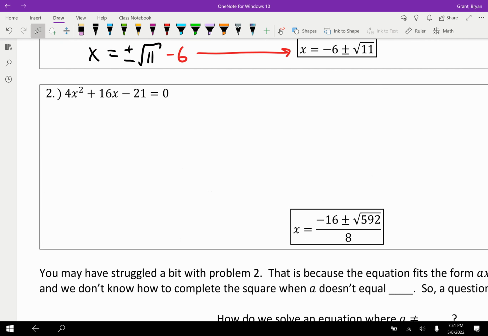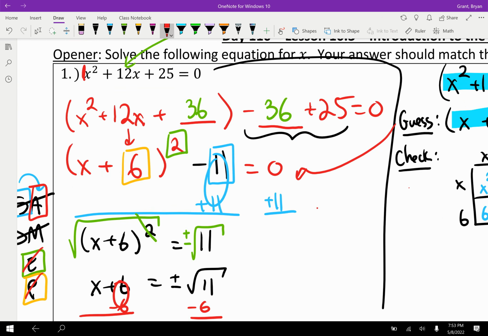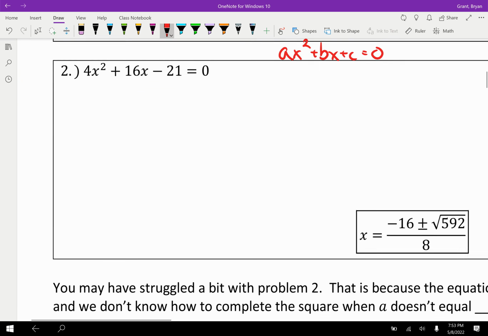All right, hopefully you discussed this with a partner and you figured out there's a couple things weird. The first weird thing might be that there is a 4 out front, right? We discussed in the past that we're only going to complete the square in our ax squared plus bx plus c equals 0 when a is 1, right? Up here we had that invisible 1 out front. So how do we solve it when a is not 1?